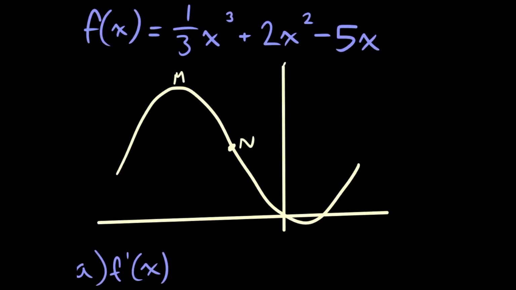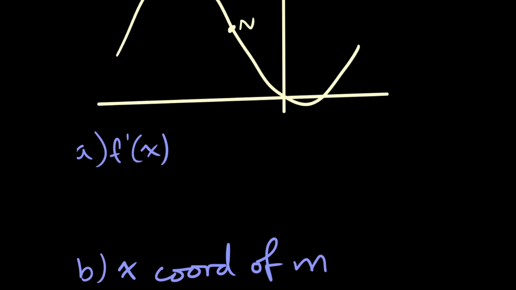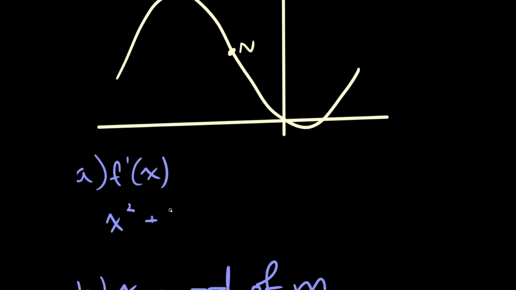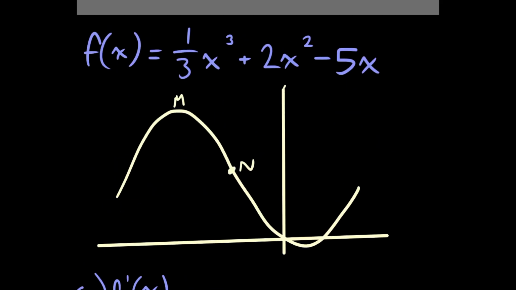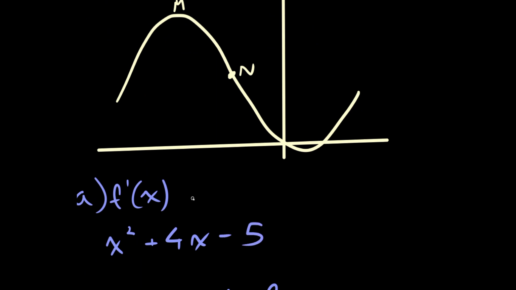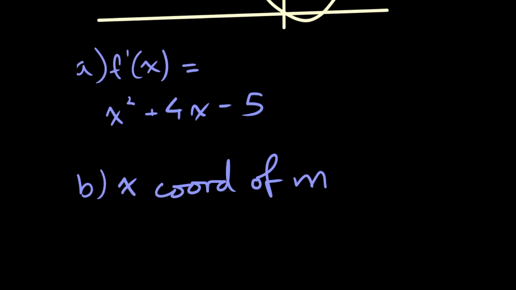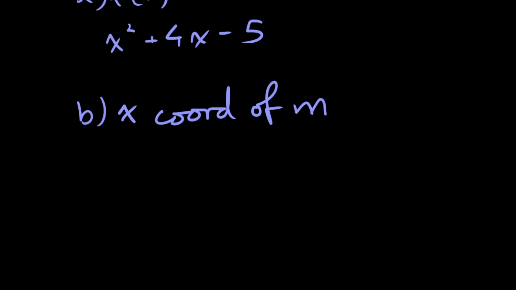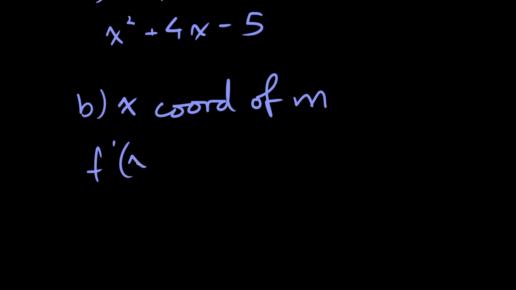So for the fourth function here, we're given another graph and the function of this graph. The first part asks us to find the derivative. This should be a really simple task. So 1/3 x cubed, the 3 will move down to cancel and we'll get x squared, plus 2x squared, which would be 4x, and minus 5x minus 5 would be the derivative function. And hence we have to find the x coordinate of m, which is a local maximum on our graph. So to find the local maximum, we have to find zeros of the derivative function.